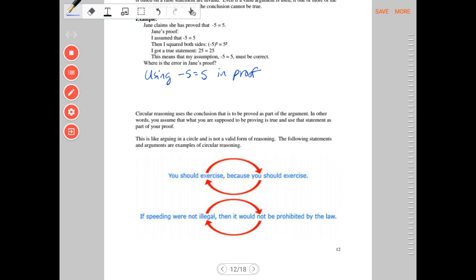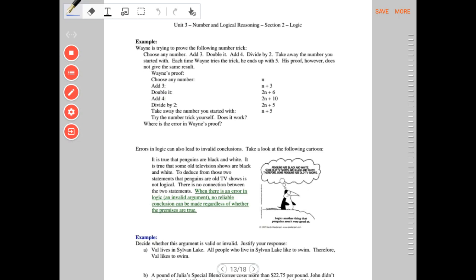The following statements and arguments are examples of circular reasoning. You should exercise because you should exercise. If speeding were not illegal, then it would not be prohibited by the law. But speeding is prohibited by the law. That's what makes it illegal. Oh boy. Let's see what else we got here.